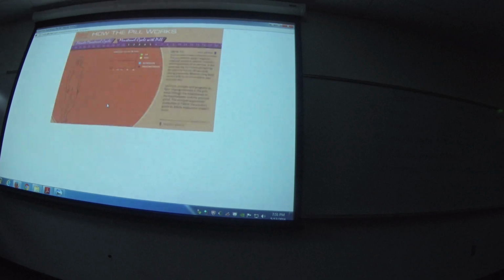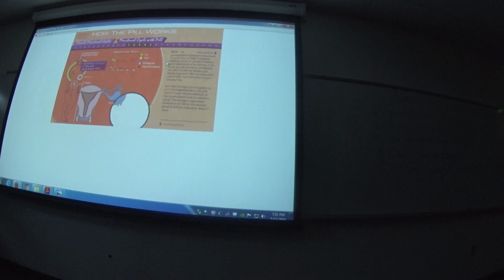Okay, so this is kind of reviewing the little graphs here. But if you read through this one, the magic line's right. The pill uses the body's negative feedback system. So what phase are we talking about for negative feedback? Luteal phase. So you're trying to trick the body into being luteal. And thereby, if you're luteal, you don't become follicular.